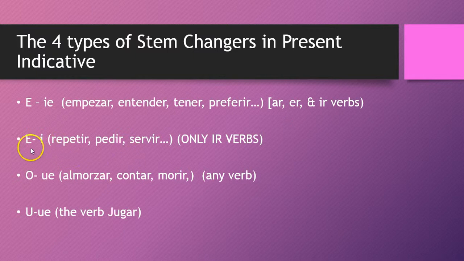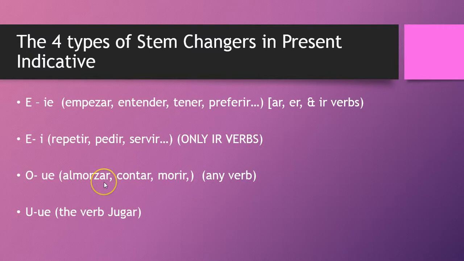The next category I have are E to I, so that means that my E in the stem is going to change to an I. Notice here that only IR verbs will change from E to I. So I cannot have an AR verb that will change E to I, and I cannot have an ER verb change E to I. My third category is an O will change to a UE.